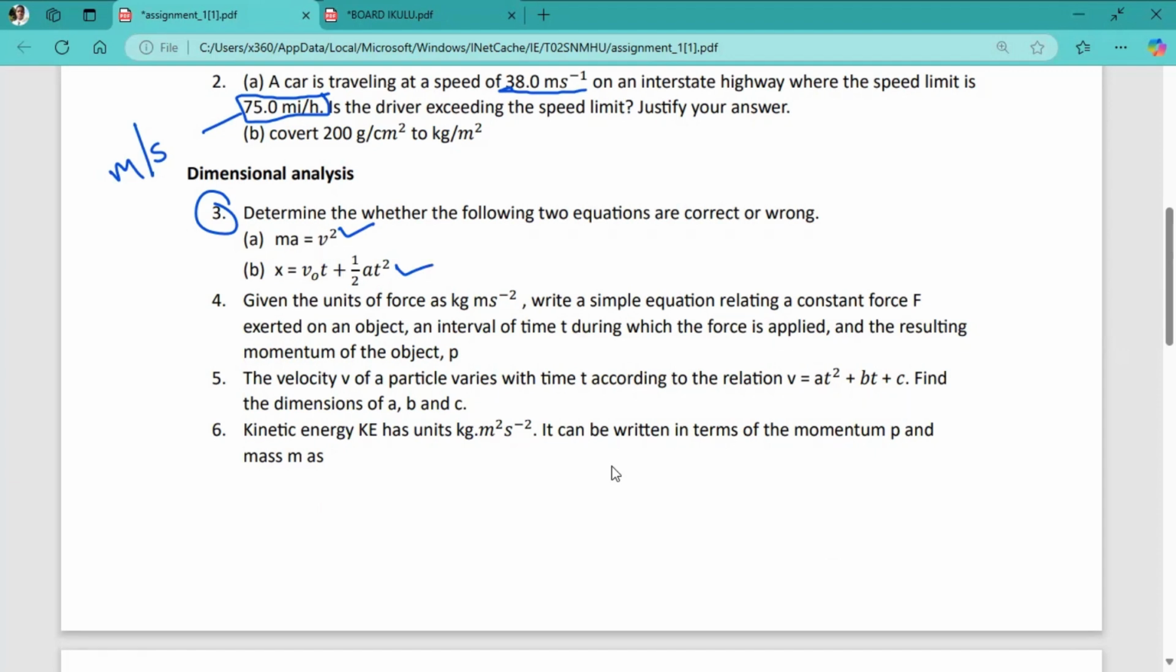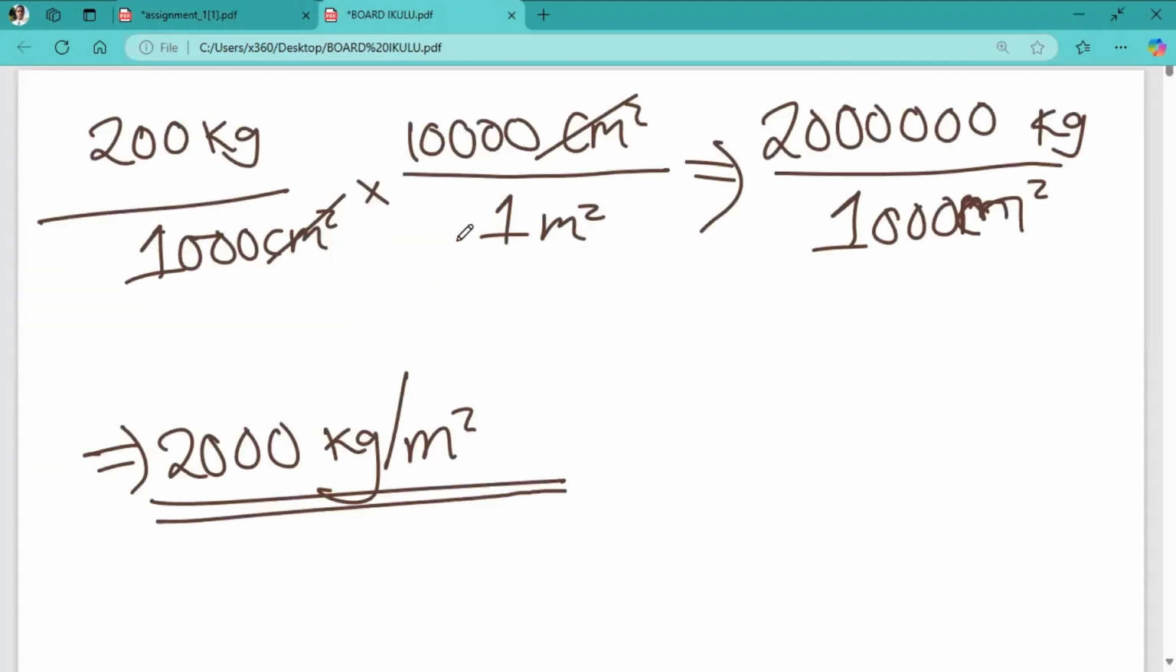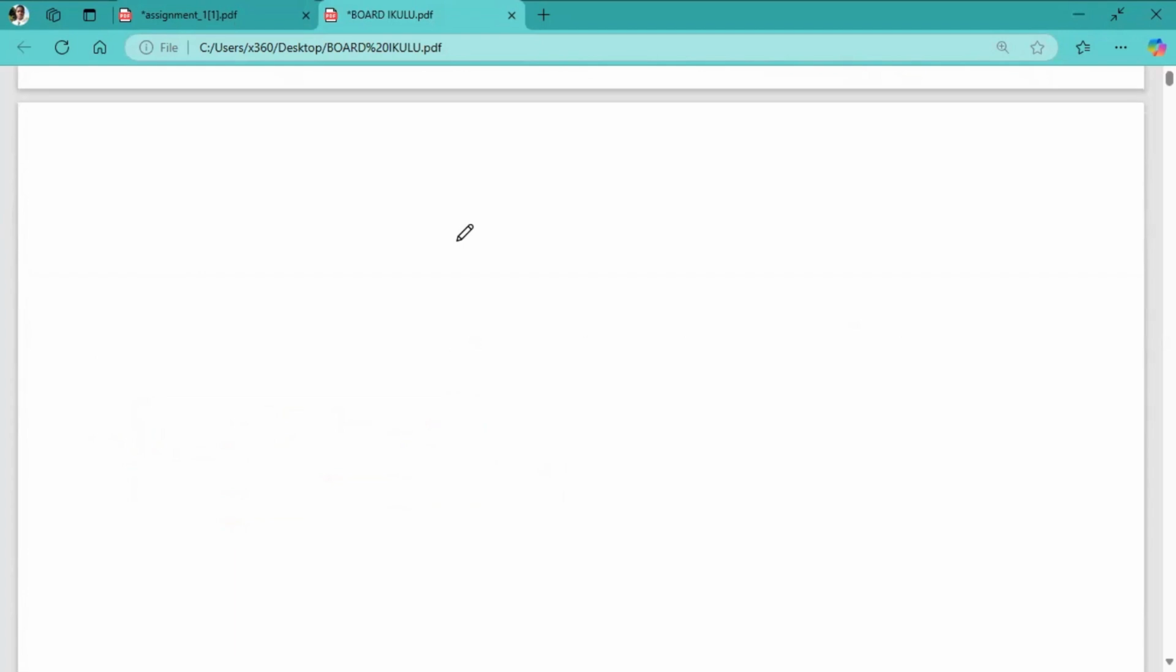So what do we do? We're going to use dimensional analysis on these equations. On both sides, check the units. If they are similar, that means the equation is dimensionally consistent, hence it's correct. If the two sides have different units, that means the equation is dimensionally inconsistent and therefore it cannot be correct. So let's go for A. Question 3, A says MA is equal to V squared.